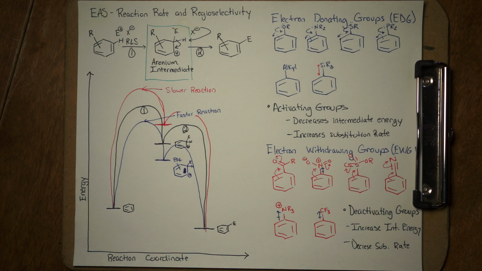So as you can see, the substituent will affect the rate of electrophilic aromatic substitution, but we have to consider the type of substituent before we decide how that reaction rate will be affected. In the next video, we're going to look more closely at how these substituents affect the regioselectivity of electrophilic aromatic substitution.